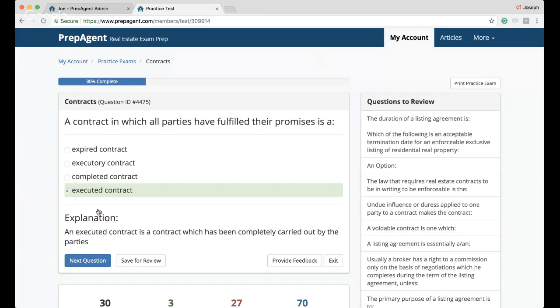I guess that would make me the executioner, huh? Okay, here we go.